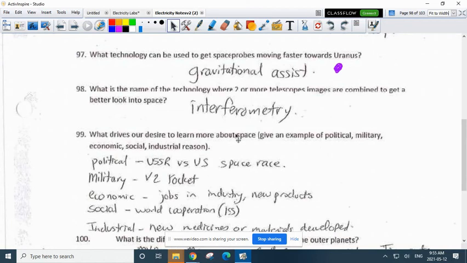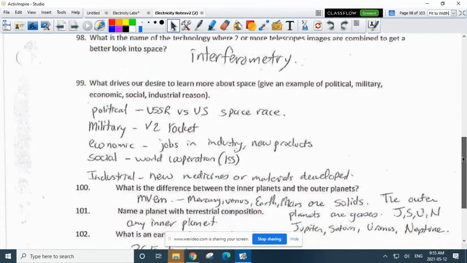What drives our desire to go into space? So this goes back to our viewpoints. So political viewpoint could be United States versus Russia, the space race. Military viewpoint was like the V2 rocket. Economic viewpoint, creating jobs and new products. Social viewpoint, world cooperation. Industrial viewpoint, we can develop new medicines and materials.